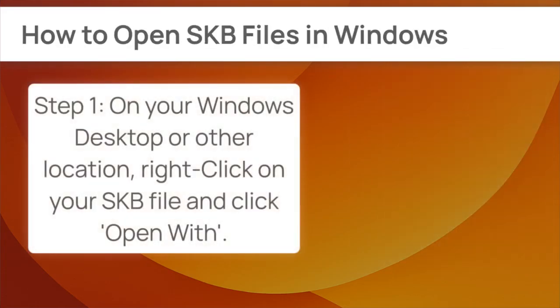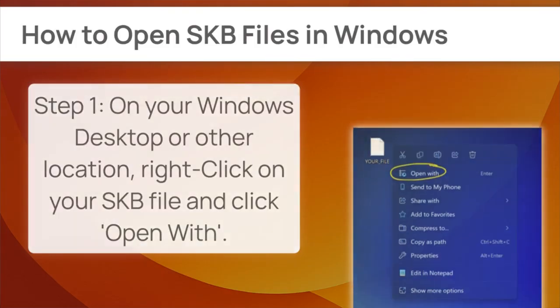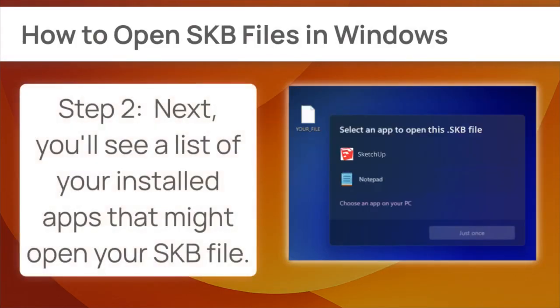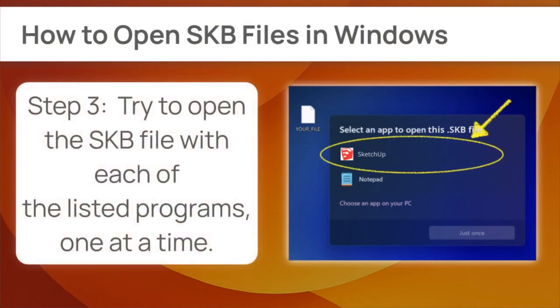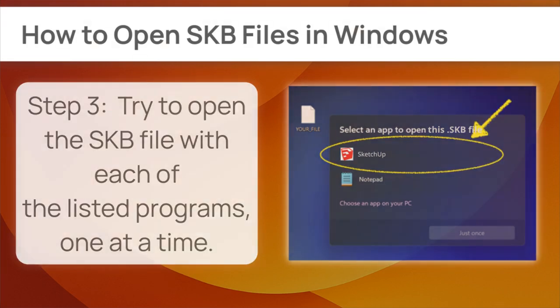The very first step is to check which program successfully reads the file's signature. Right-click the SKB file and click Open with. Test SketchUp if present. If it is unavailable, select another program. We need to check every option.